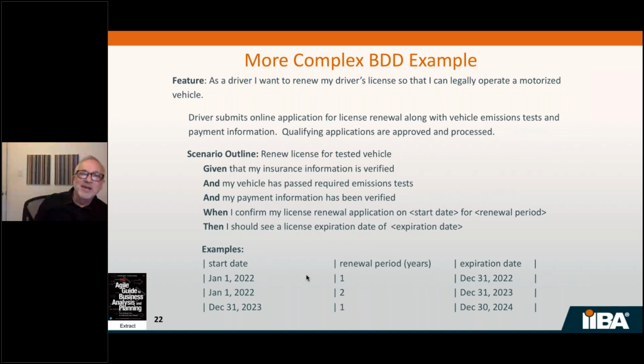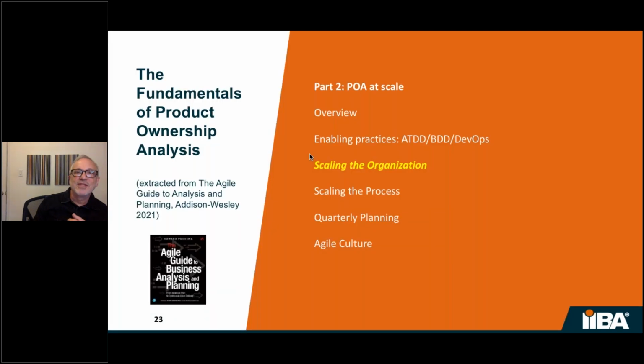We don't have time here to do a whole IIBA, sorry, a whole BDD course, but I just wanted to give you, just so you can see it, what a more complicated example would look like. What we have here is an example for renewing a license for a tested vehicle. What's different about this is that the given-when-then is written once, but then all of the different inputs that I would want to put in there are listed in the little table afterwards. And this is all part of the format of BDD. So it basically allows me to talk about one kind of scenario, but not have to rewrite the whole thing over and over again when the only thing that's changing are the actual inputs.